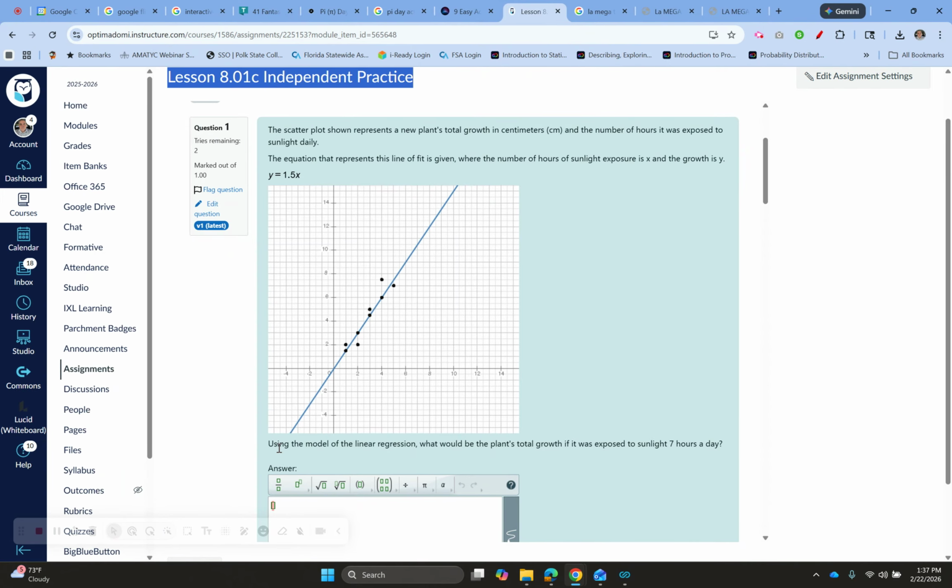Now they ask us here to find what will be the plant's total growth if it was exposed for 7 hours a day. So what you're gonna do, there's two ways you can do this. You can look at the x-axis, which is the hours exposed to sunlight. Find 7, you can see it's gonna be right here. And then you go straight up until you meet that blue line. And you're gonna see that it's around here.